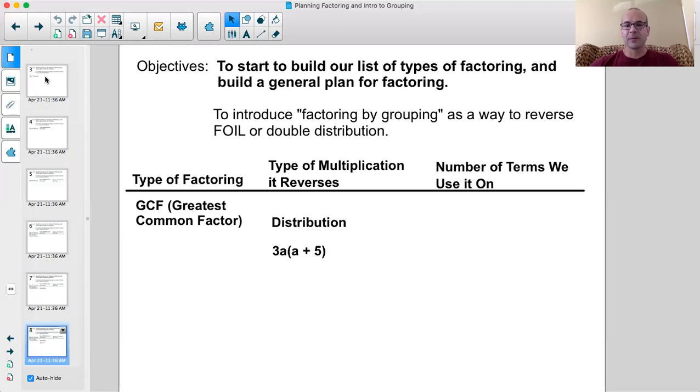Here would be a distribution problem where I see one term outside of a set of parentheses. I know the way to multiply that would be to distribute it. And similarly, here's another problem where you have one term outside of a set of parentheses, and this time there are three terms inside the parentheses. And we know that if I ask you to multiply that, once again, that would be distribution.